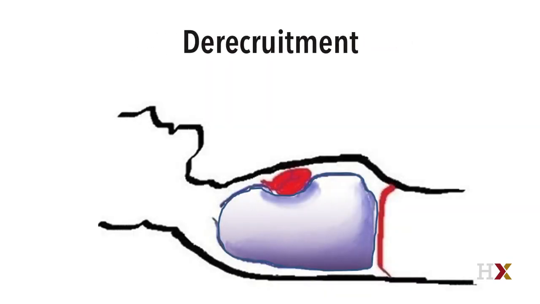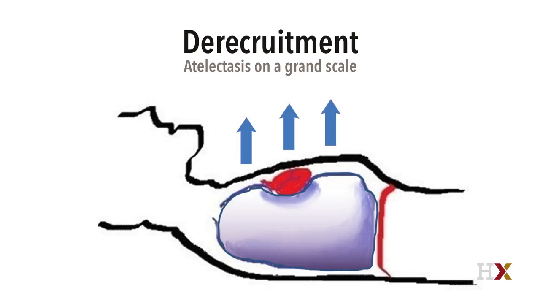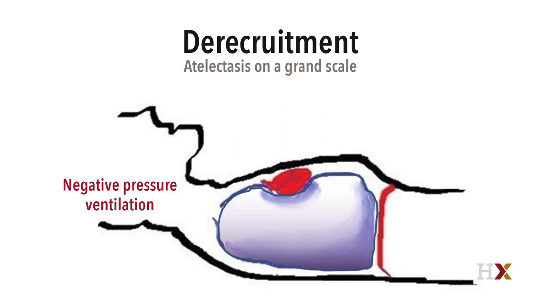Another major concept in the pathophysiology of hypoxemia is derecruitment. When we say derecruitment, what we're talking about is atelectasis on a grand scale. We have patients who come in, they have negative inspiratory force. They're participating in negative pressure ventilation, which is a very efficient way of ventilating. We will sedate them, relax them, intubate them, put them on the ventilator, and they will profoundly derecruit.